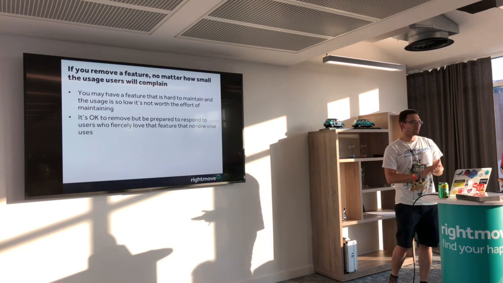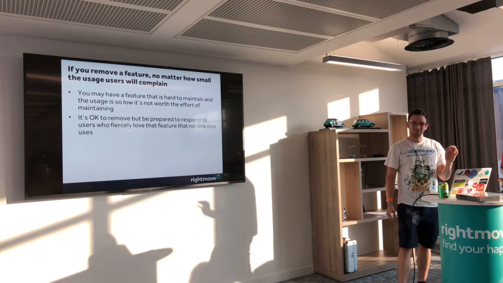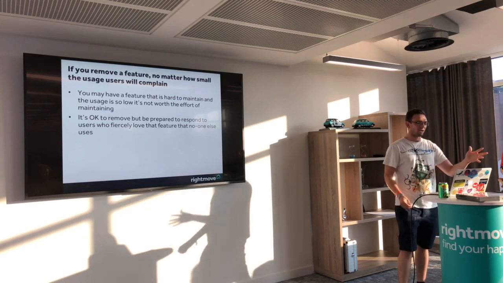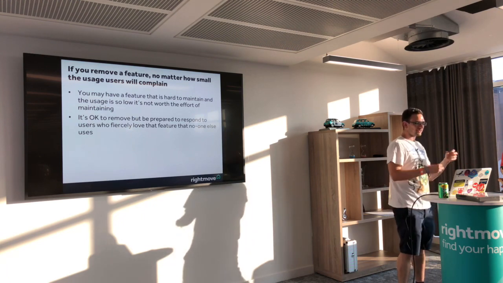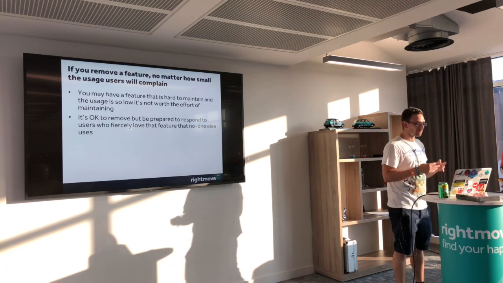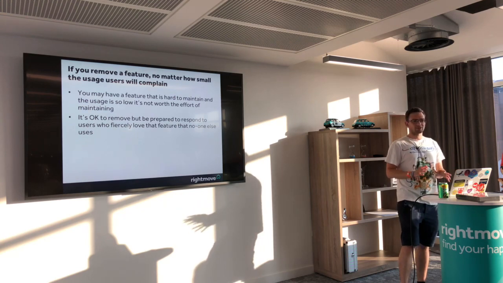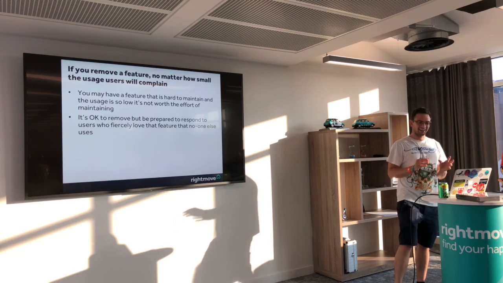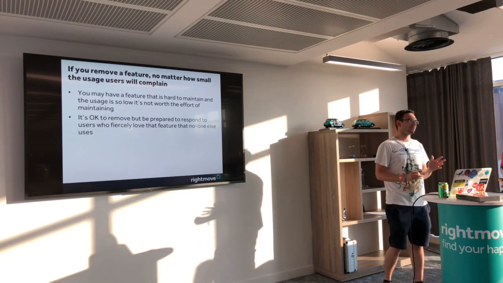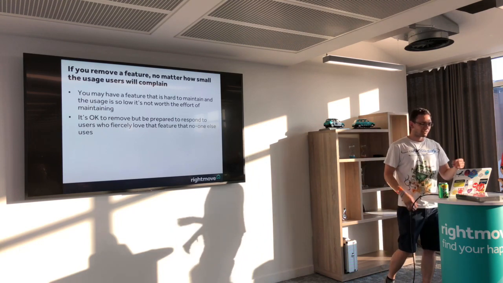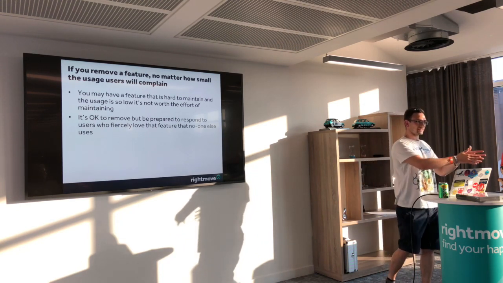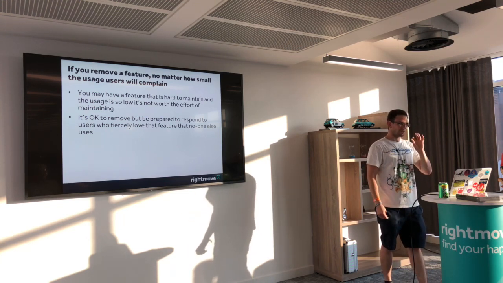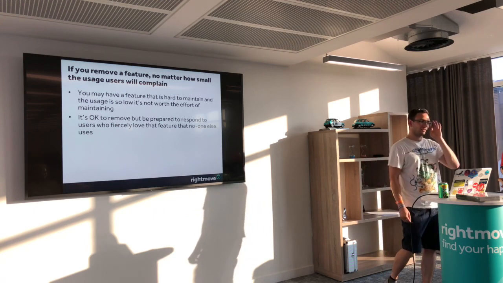It's also good to note that if you remove a feature, no matter how small the usage, users will complain. So you may have a feature in the legacy app that was just there as a trial. It now no longer works, the usage is low, it's not really worth maintaining. You decide, let's get rid of it. That's okay, but users who use it fiercely love it, and they will tell you about it. So the best thing you can do to combat that is to have something like Instabug, where users can channel it into that feedback system rather than using something like Twitter or the review store, where they give you a one-star review because you removed that feature that they really love.